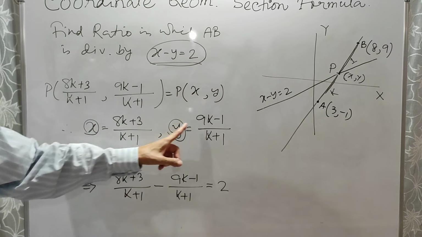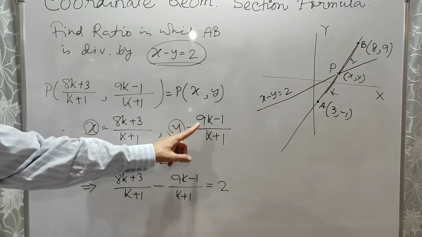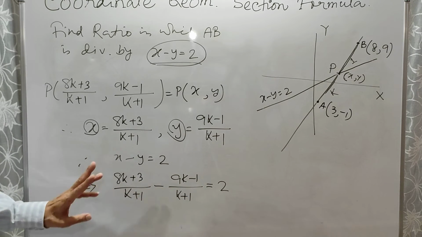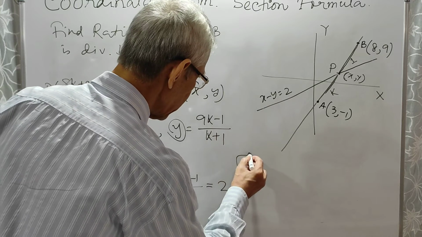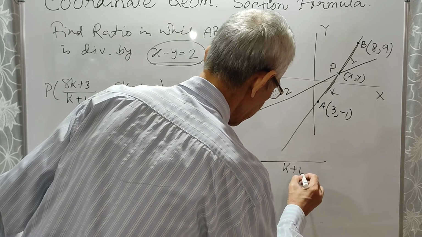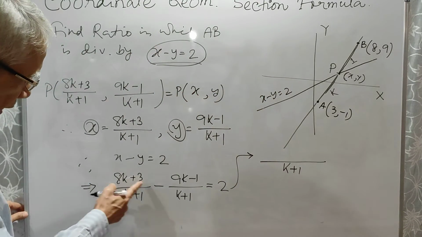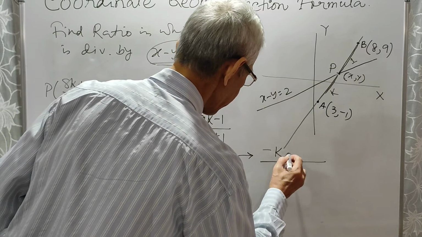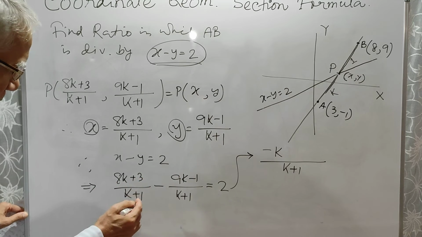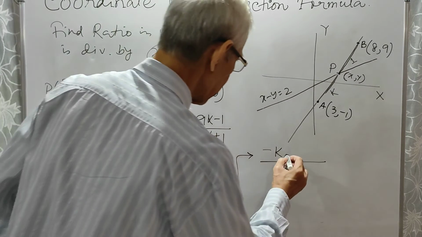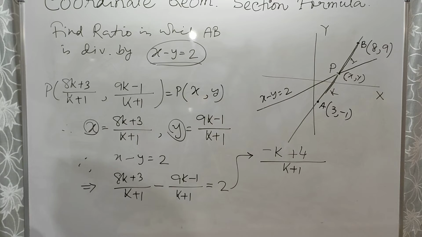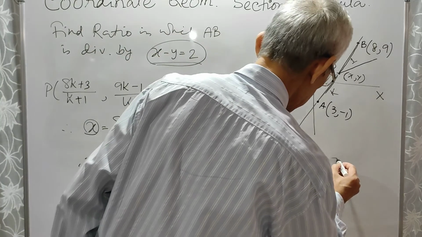Now we found x and y in terms of k. So we put this in x minus y equal to 2. Now see, the only unknown variable is k. By solving this we can find k. So how will you solve? Let me do it here. The common denominator is k plus 1. What will be the numerator? 8k minus 9k, that is minus k. That part you have to do correctly. Then plus 3 plus 1, plus 4. So minus k plus 4 by k plus 1 is equal to 2.